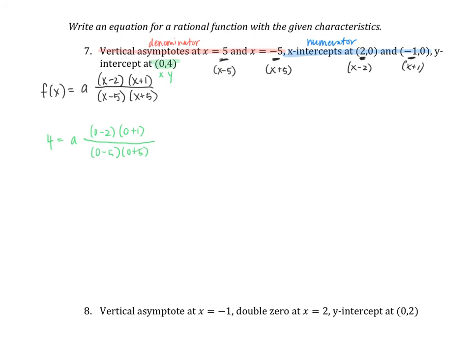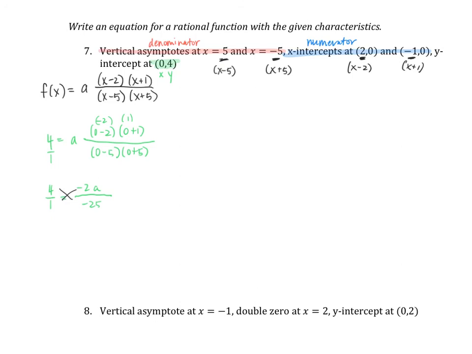Okay, so to me it's easiest to write it like this. 4 could be 4 over 1. So 4 over 1 equals negative 2 times 1. So this is negative 2. This is 1. That's going to be negative 2. Put the a in the top. Okay. Negative 5 times 5 is negative 25. When you write it like this, you just have a proportion. So you can just cross multiply.